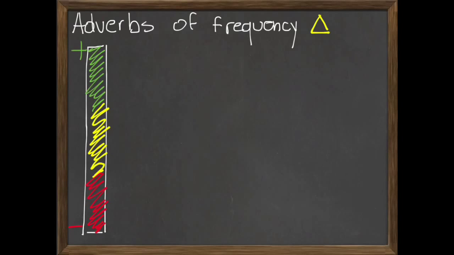Adverbs of frequency are used when we talk about how often we do something, and we place them before the main verb or after the verb to be. So we can understand this better, let's look at some examples.